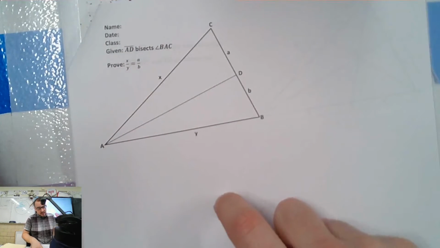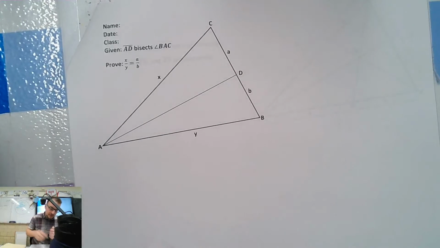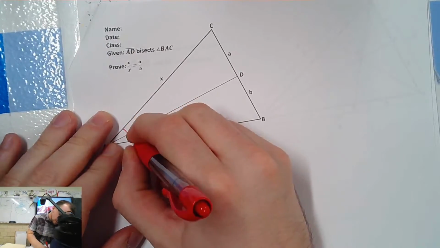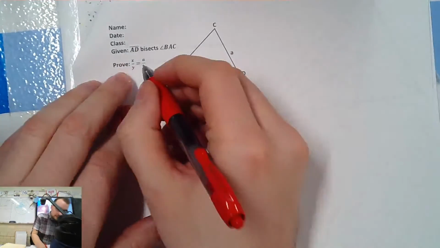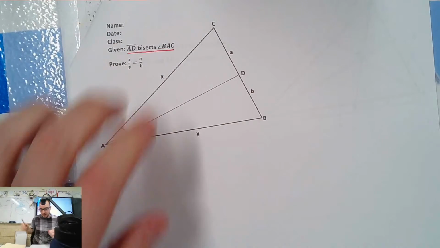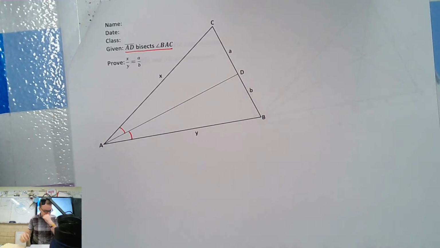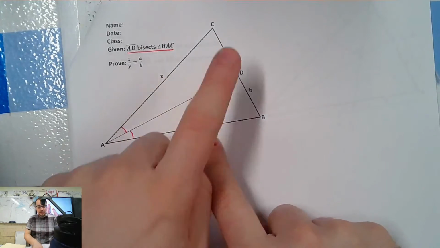We're given that this bisects, so that means we get this. These two angles are congruent, right? That's what we get from here. We're on page 7 now. Page 6 was just to show you the theorem. And now we're going to prove that x over y equals a over b.